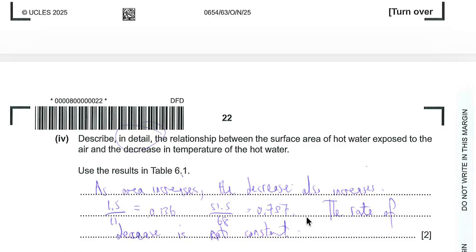Okay, so notice here the difference between describe and describe in detail. If it's in detail, you have to go into more detail. You have to give some more information. In this case, I've used the ratio of two of the numbers because it just sort of shows that I'm thinking about whether it's linear or not linear.